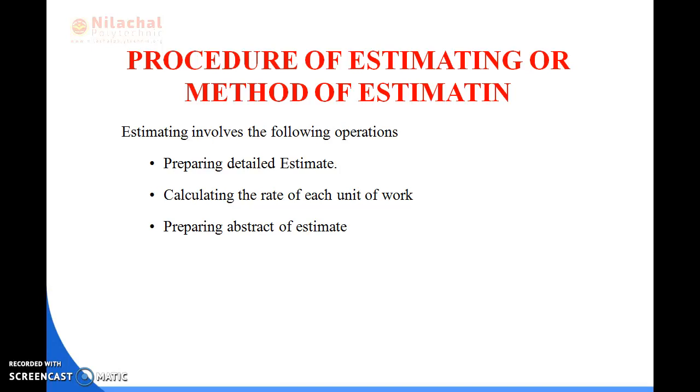The second part is the abstract of estimated cost. The cost of each item of work is worked out from the quantity already computed in the detailed measurement form, at a workable rate.